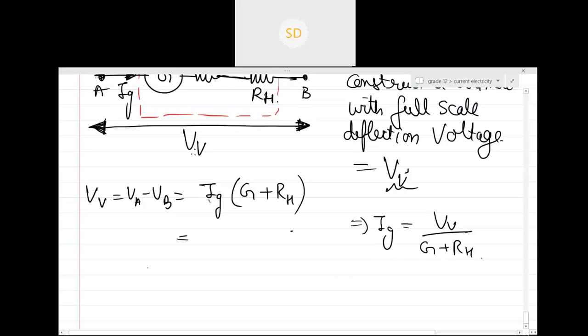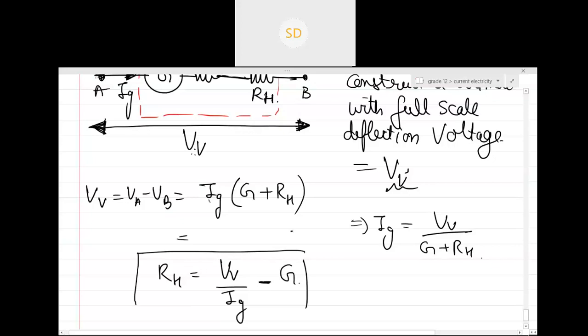So anyways, from here I can calculate RH as well. So RH will be equal to VV upon Ig minus G. This should be the value of RH. So we'll choose the value of RH in such a way that it will give me the full scale deflection voltage accordingly. Okay?